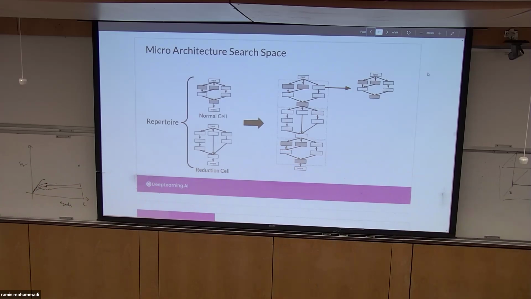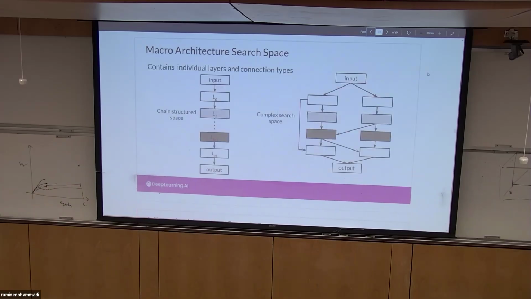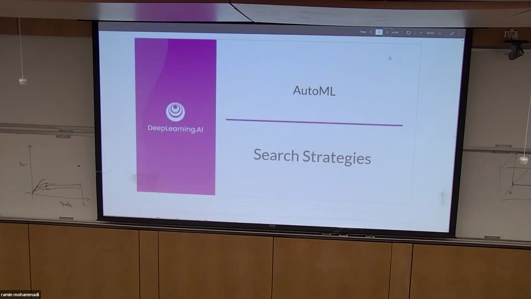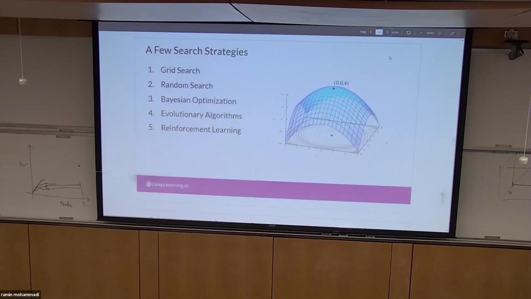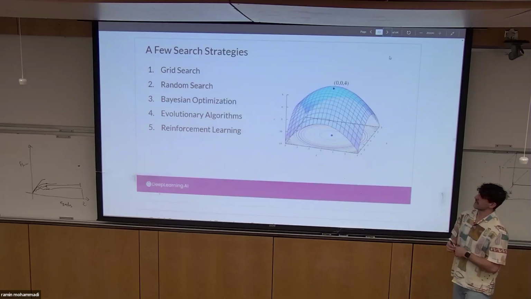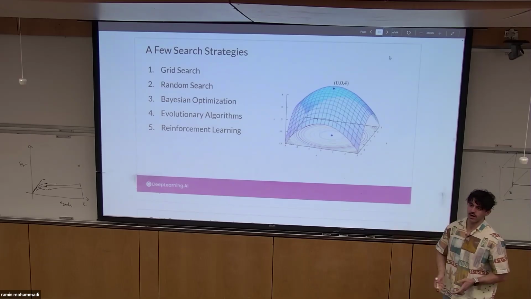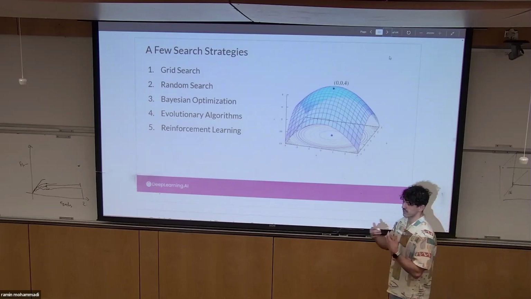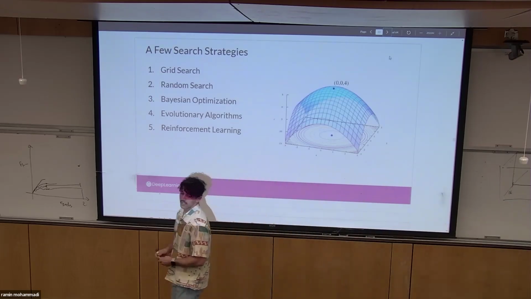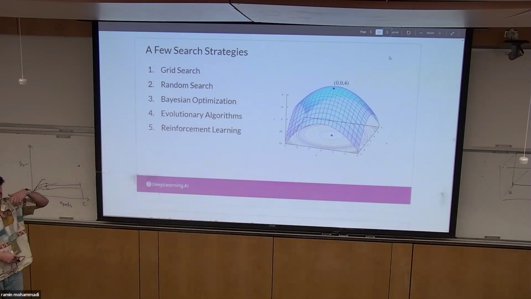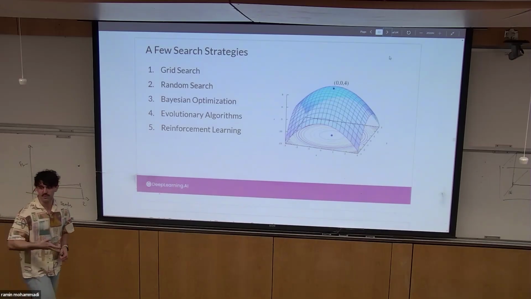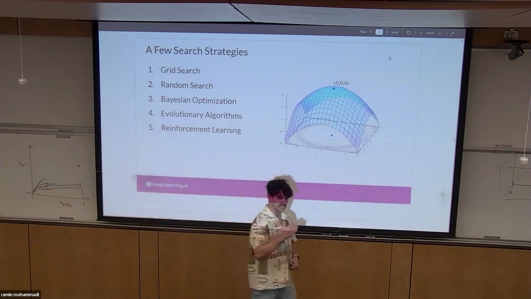We're going to talk about search strategy right now, how maybe we can make it cheaper. Here the idea is, should we go through all of these combinations, or should we be smarter in the searching? There are a couple of techniques we can use: grid search, random search, Bayesian optimization, evolutionary algorithms, or reinforcement learning. These are the types of techniques used to do this search.